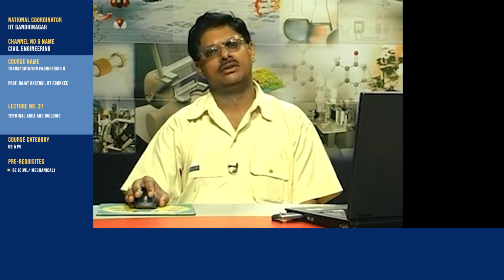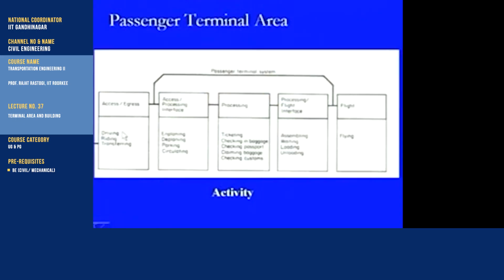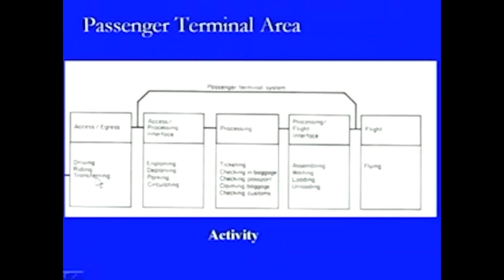Now, when you talk about this passenger terminal area, there are two things. One is the different types of activities which will be taking place in that area, and another is the physical systems which need to be provided so that those activities can be taken up. So, in that sense, there is an access or egress system wherein the people will either be driving or riding a transport system to reach the airport, or there may be a transfer from one vehicle to the airport system.